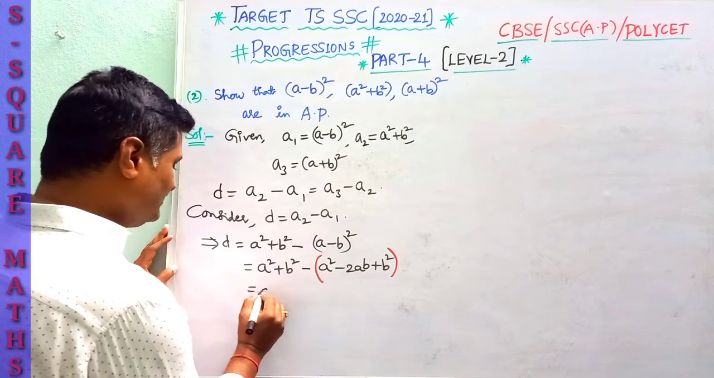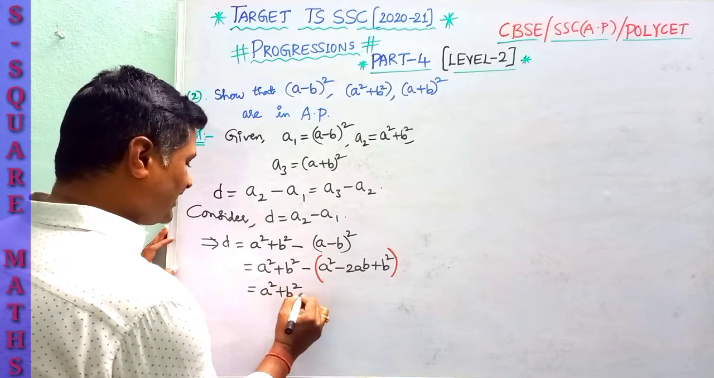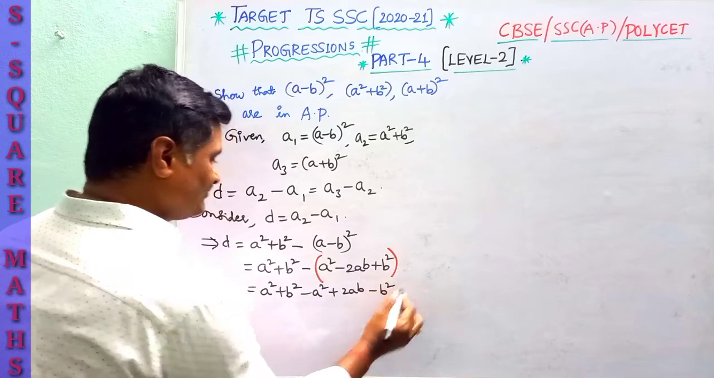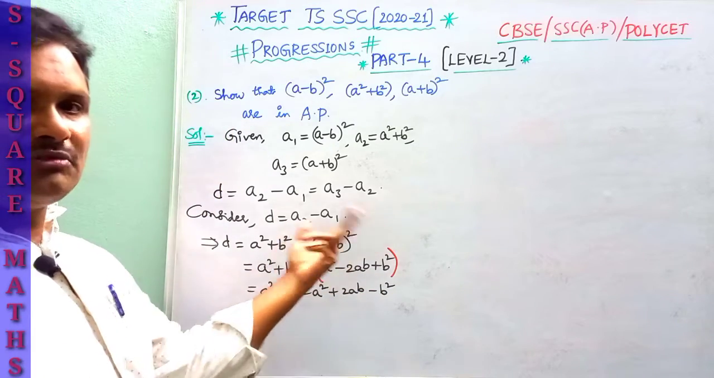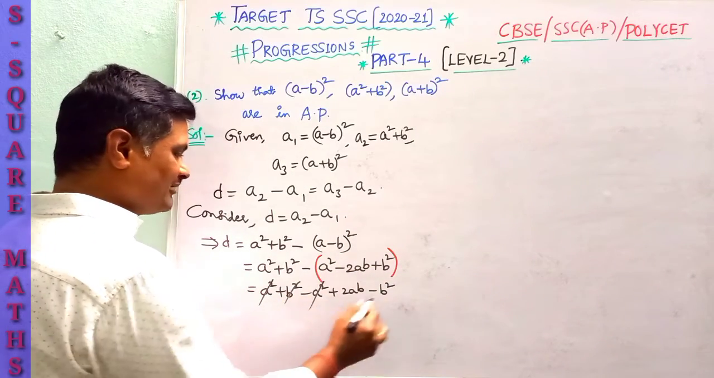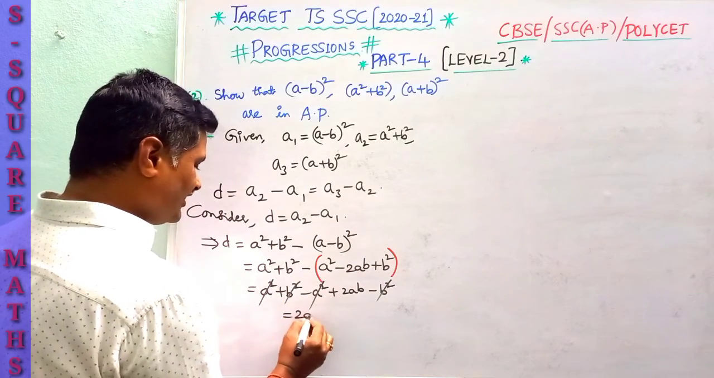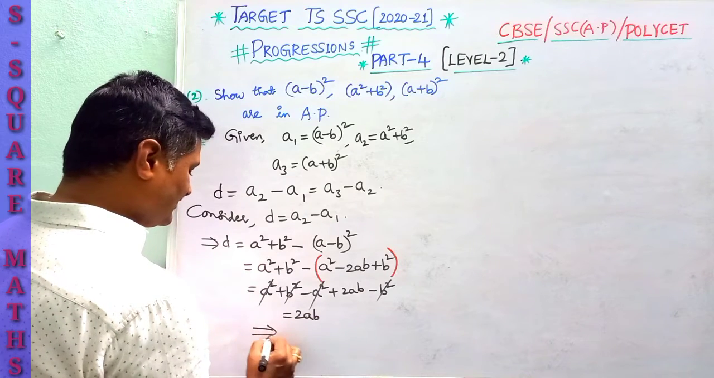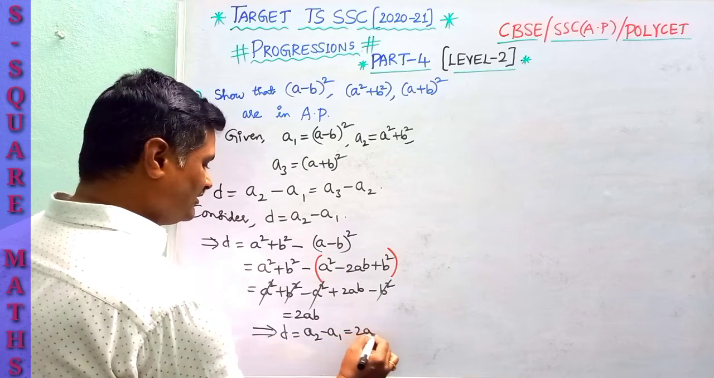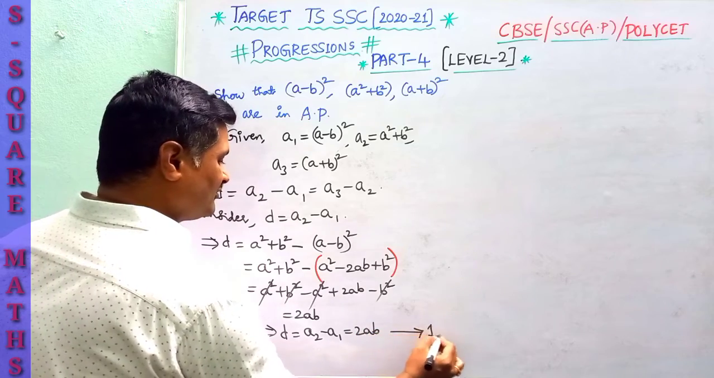So nothing but here a square plus b square minus a square plus 2ab minus b square. Before the bracket you have a minus, according to the bracket rule the signs will change. So a square minus a square, b square minus b square. Finally you are going to get 2ab. So this implies d is equal to a2 minus a1, which is nothing but 2ab. So mark it as equation number 1.